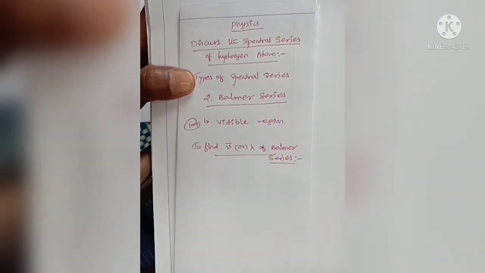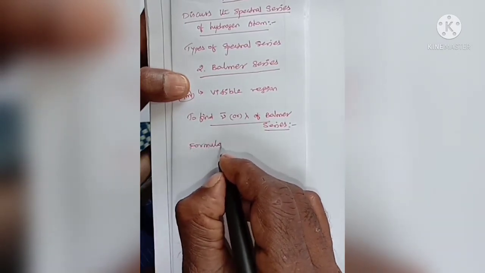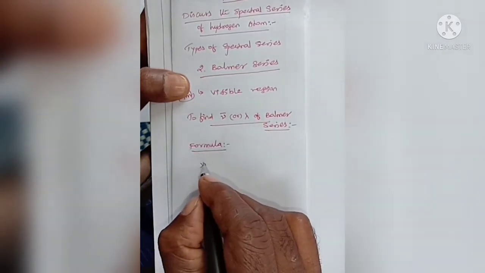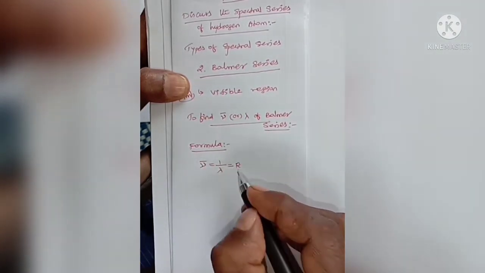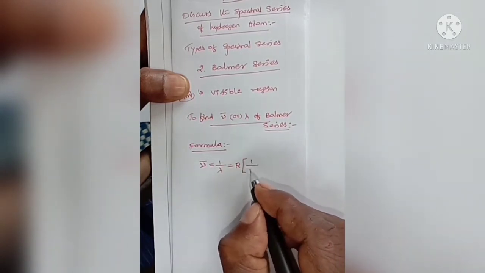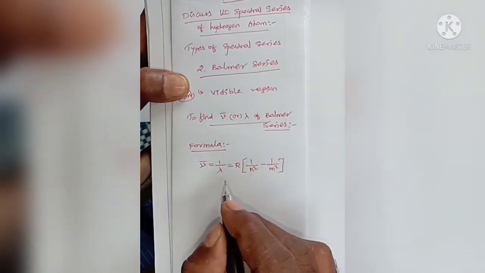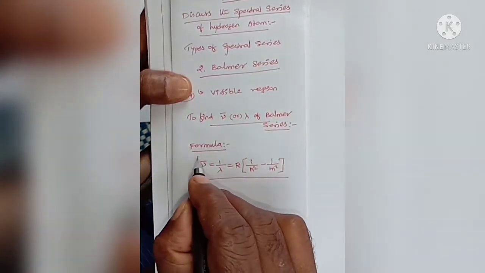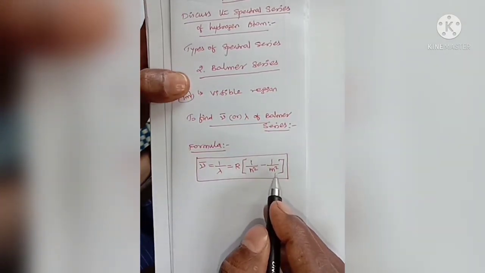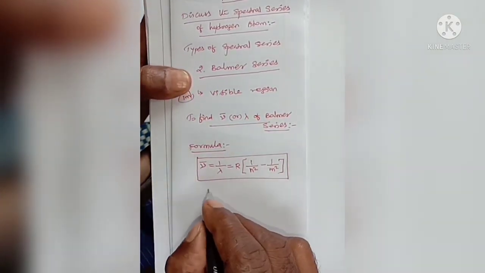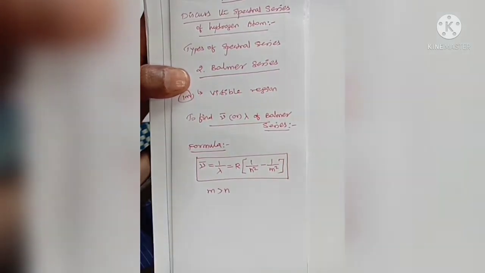Next, what formula are we going to use? The formula: wave number is equal to reciprocal of wavelength, that is also equal to Rydberg constant into 1 by n square minus 1 by m square. So this is the formula. In the formula, R is the Rydberg constant, n and m are positive integers. Here m is greater than small n. This is a condition, positive integers.